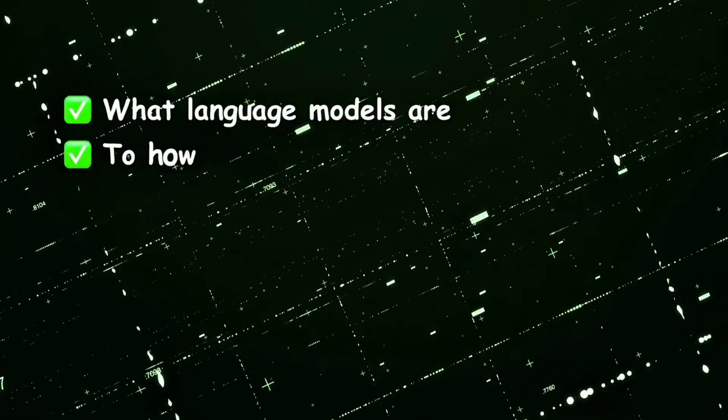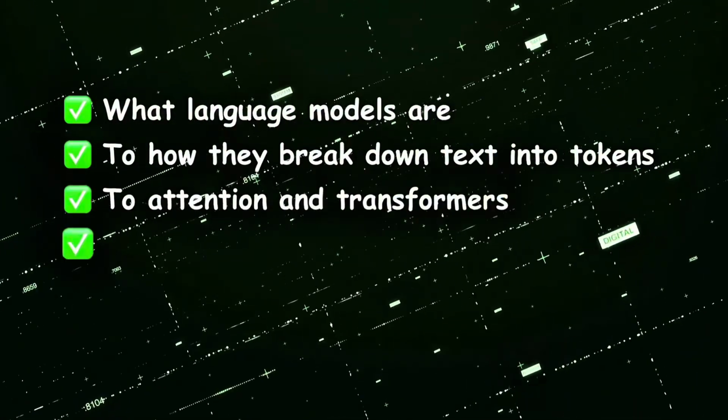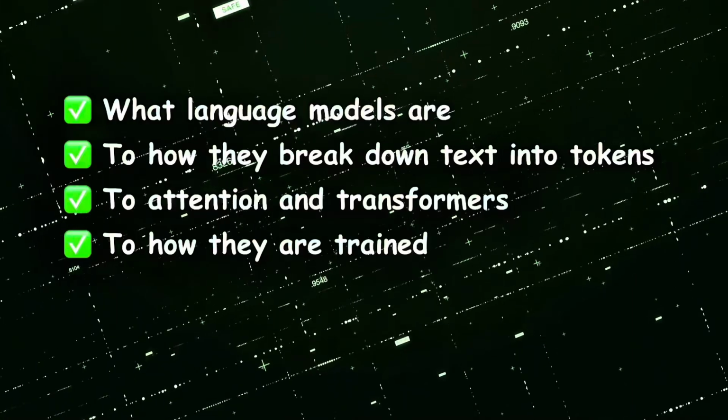We went from what language models are, to how they are broken down into tokens, to attention and transformers, to how they are trained. And now you know how tools like ChatGPT work under the hood. So in the next video, we're going to talk about how LLMs can become agents and why LLMs hallucinate.